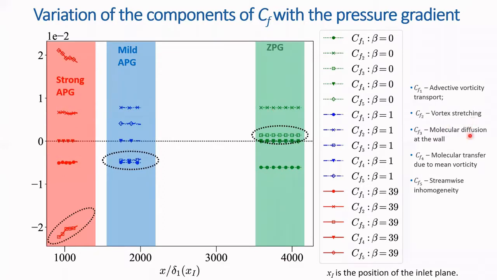And CF3, which is the molecular diffusion at the wall, its contribution increases with the pressure gradient, and for the adverse pressure gradient cases, it gives negative contribution, and it becomes a dominant negative contributor in reducing the skin friction coefficient for the strong adverse pressure gradient case.